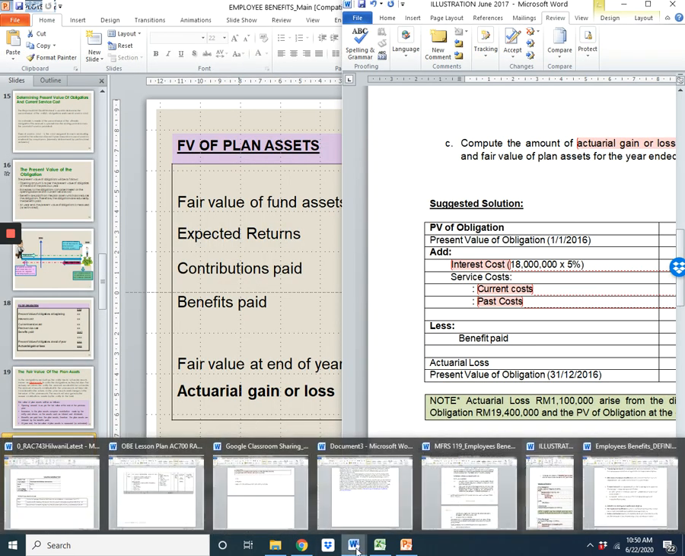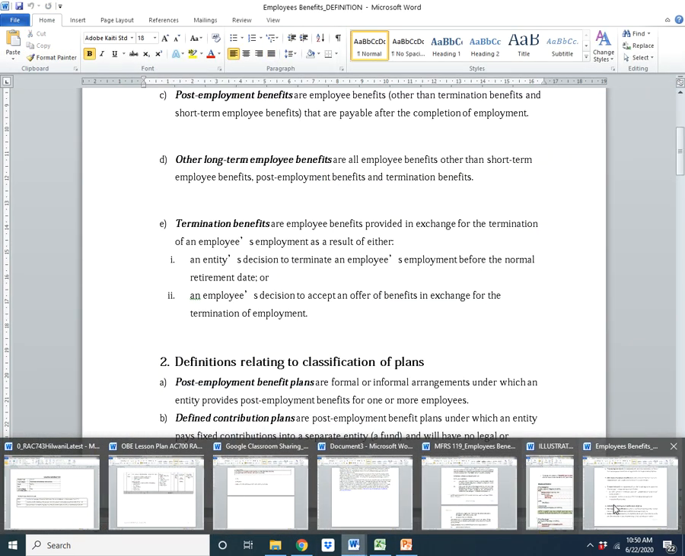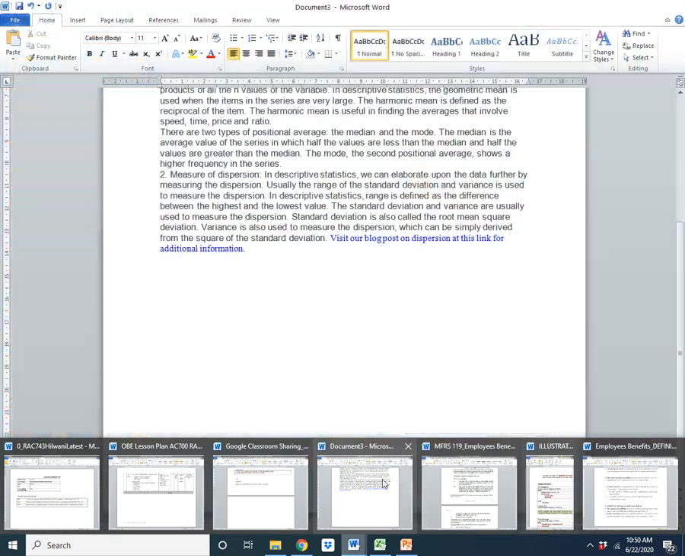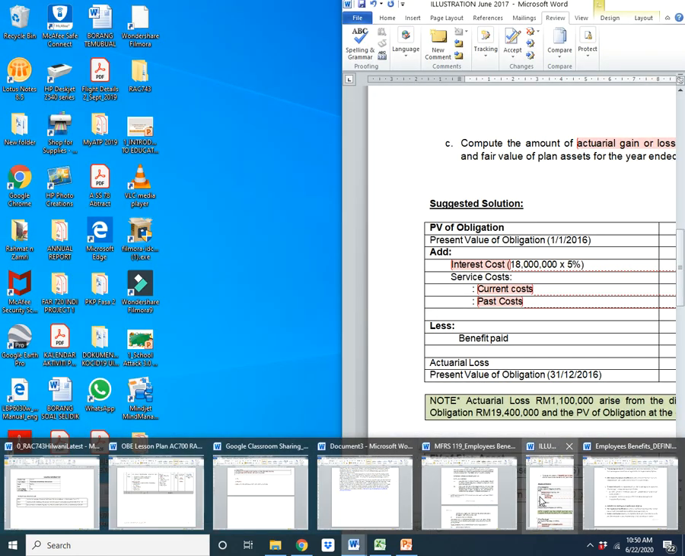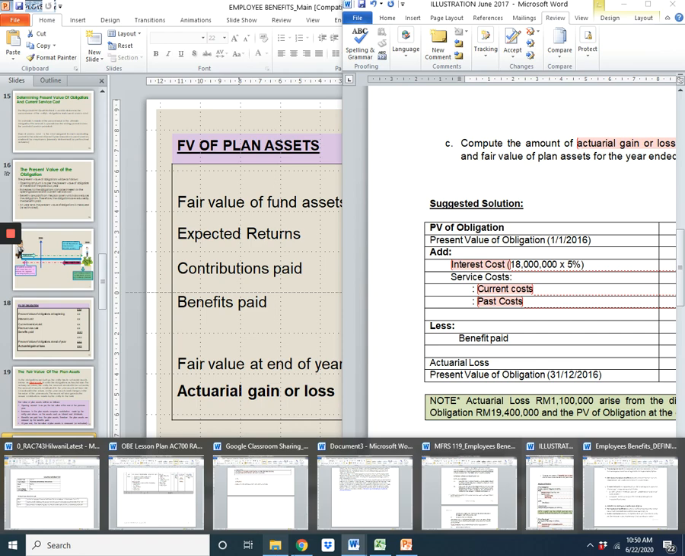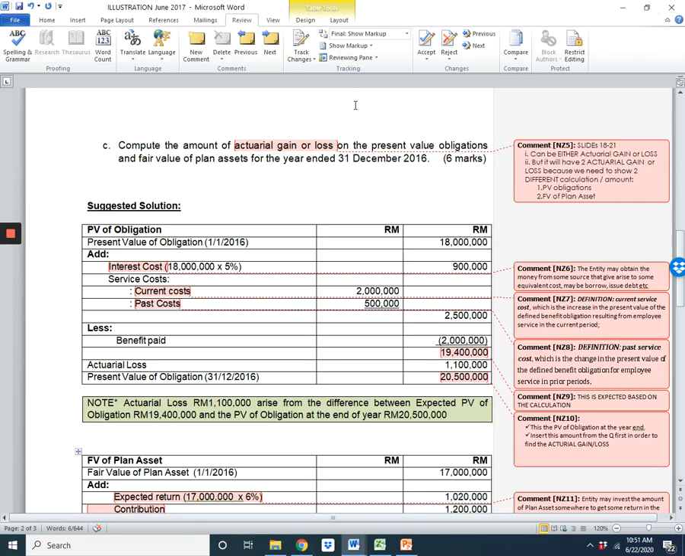Okay. Mari kita cuba melihat pada soalan. Nampak tak ada soalan. Buka balik semula. So, you tengok soalan. You look at your question. Okay, present value of obligation awal tahun kan. At the beginning of the year, 80 million.